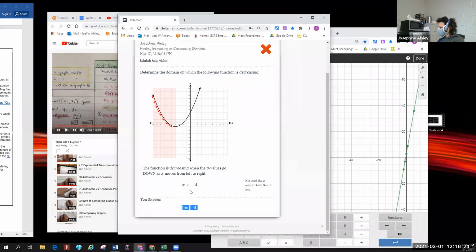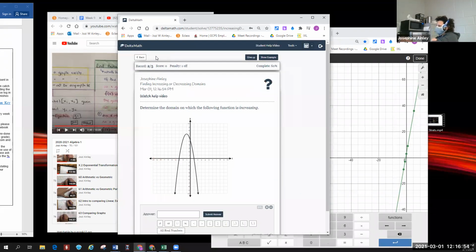Oh, it's telling me I have to write it this way? I didn't think I had to write it that way. The function decreases when y values go down as x moves from left to right. Yes. Oh, I guess that's what it doesn't like. It doesn't like interval notation. Oh, in terms of x, that's okay. I get it. My bad. It's from negative infinity. Okay, wait, I got it. I was putting in the wrong thing.